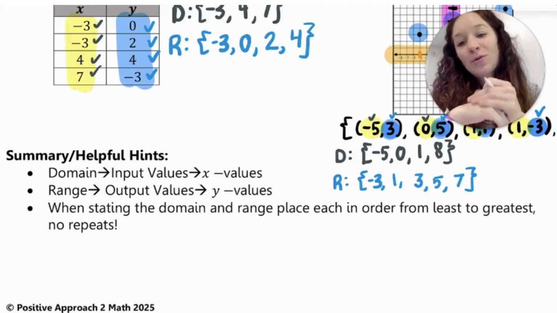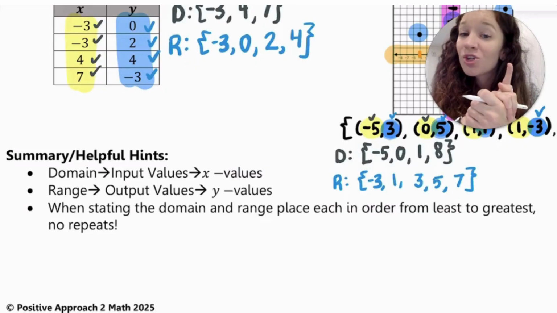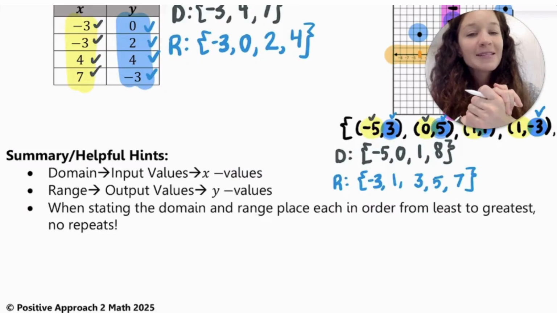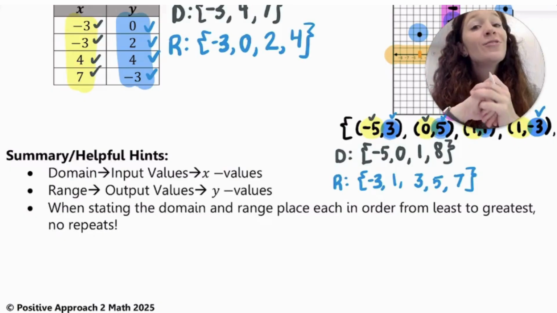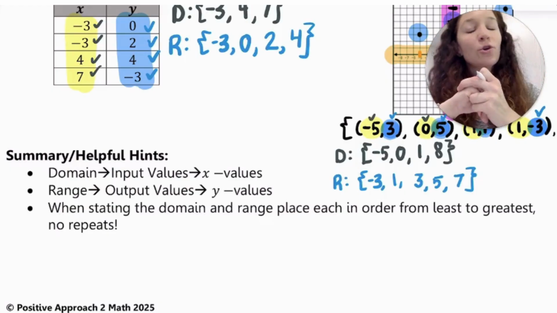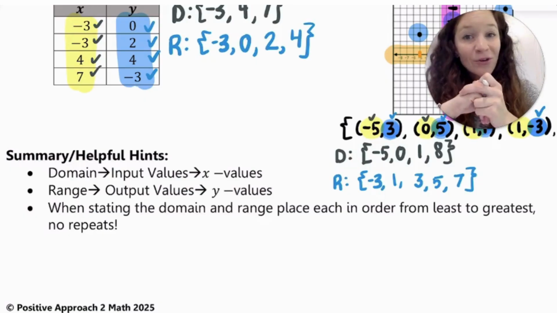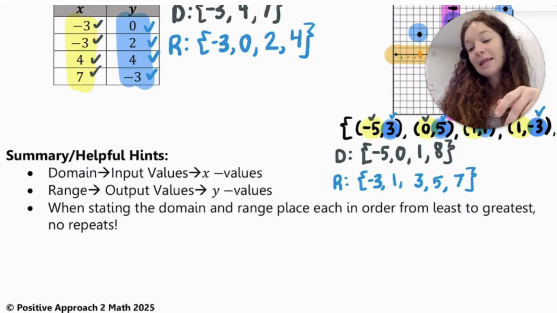When you're asked to put a domain and range in order or to identify it from a relation, you want to put it in order from least to greatest for your domain. Then you do the same thing for your range, and you don't want to list any repeats in your domain and any repeats that you see in your y values. That is all for domain and range, looking at it from one of our 4 ways of a relation.